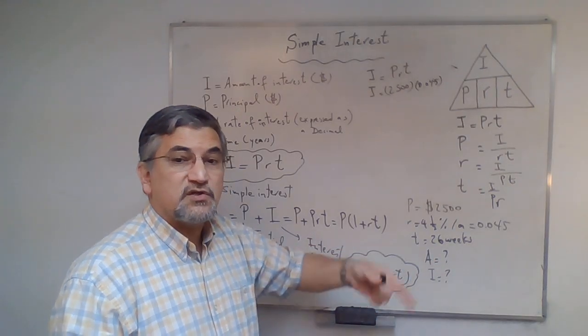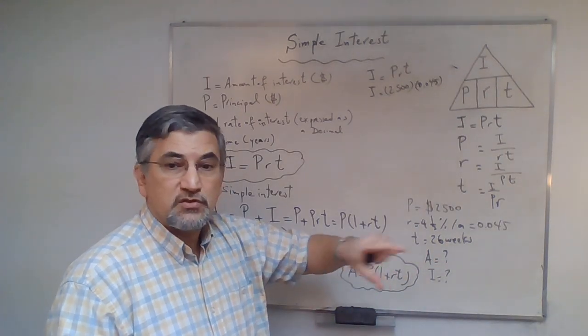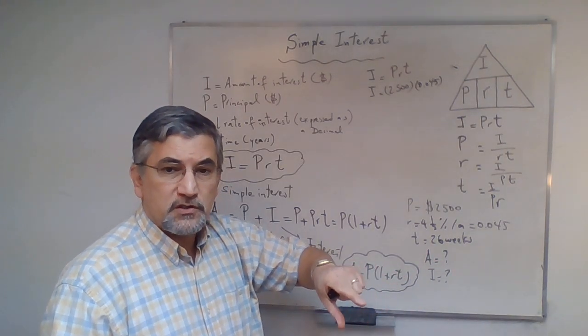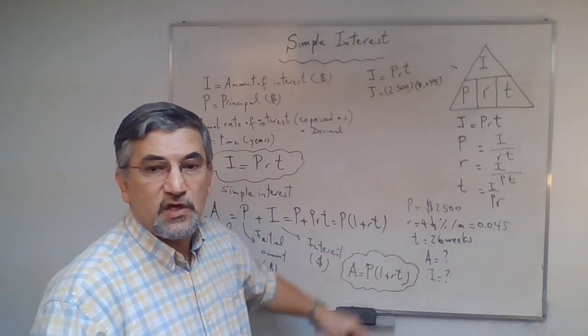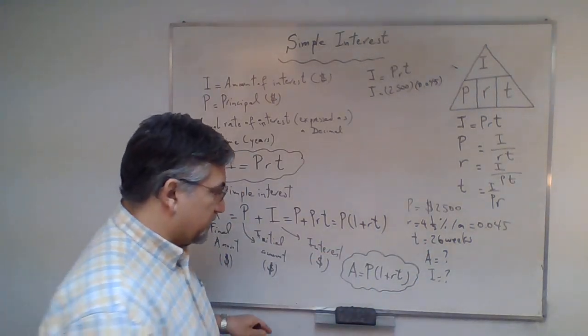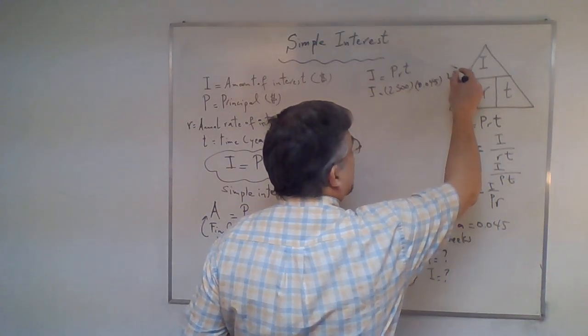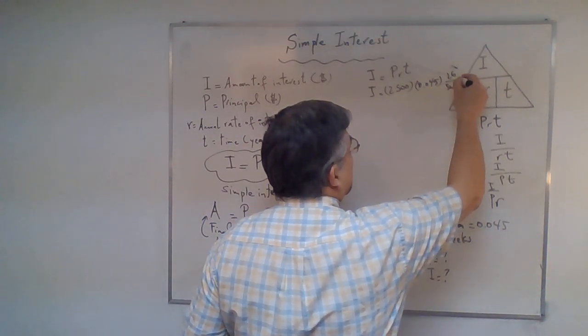So if it's weeks, you have to convert the unit. You have to convert weeks into years. How many weeks are there in 1 year? 52 weeks. Therefore, we have to divide 26 by 52 to convert it into years. Okay? So we go 26 divided by 52.